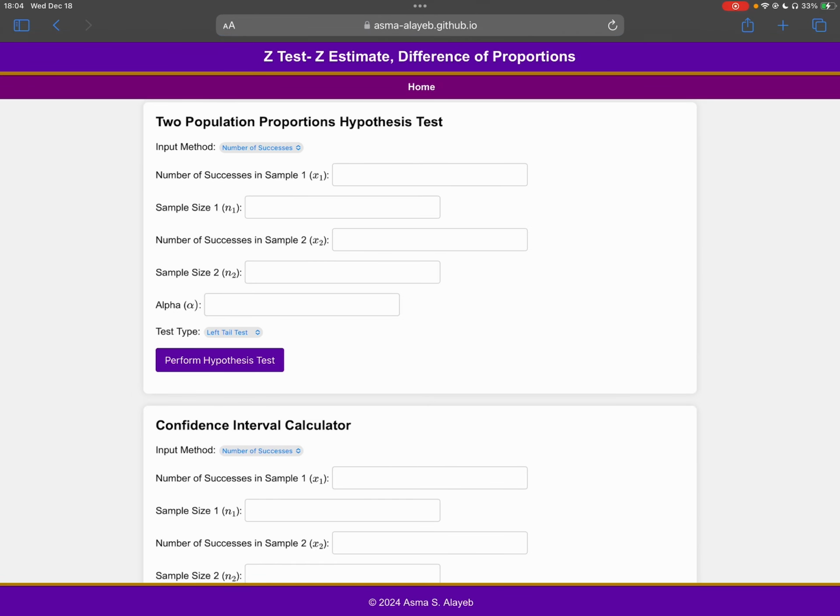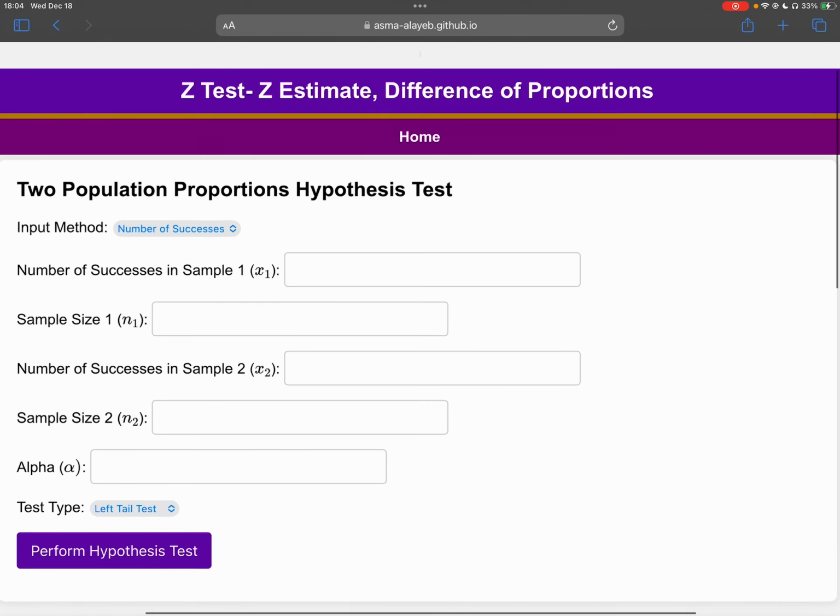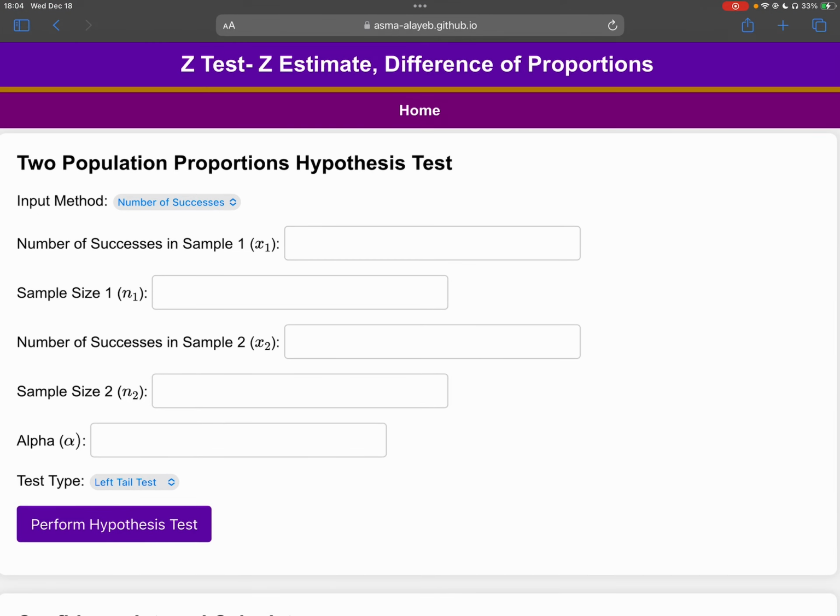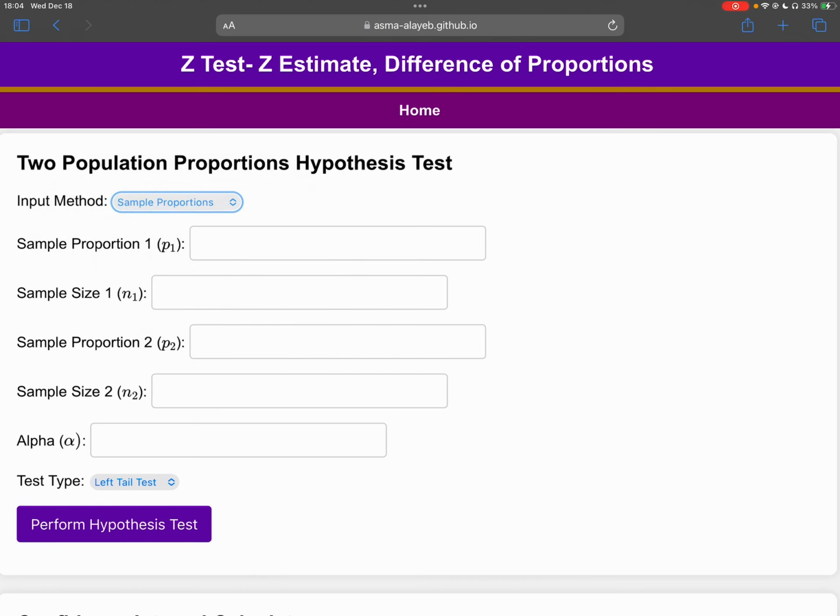There's also the z-estimate for confidence intervals, which we will do later. So I'm going to zoom in on the top so that we're focused there because we're doing the hypothesis test. Now, input method, number of successes or sample proportions. So if I was given p hat 1 and p hat 2, I could put in the actual proportions. Or if I was given the number of successes, I would put those in. In this case, we were given the number of successes, and that is the more accurate way to do this. So that's what I'm going to put in.